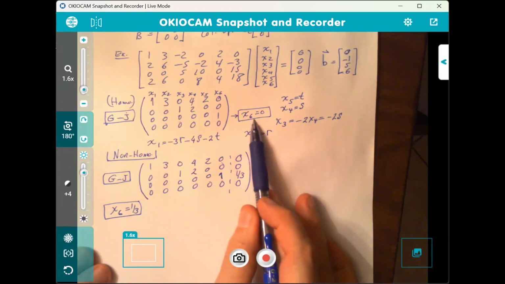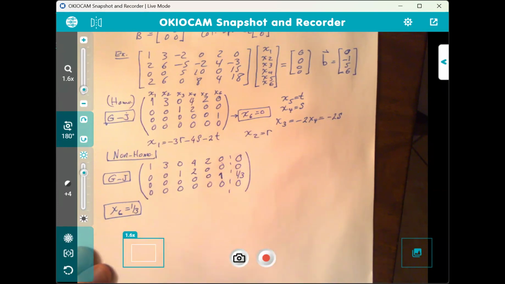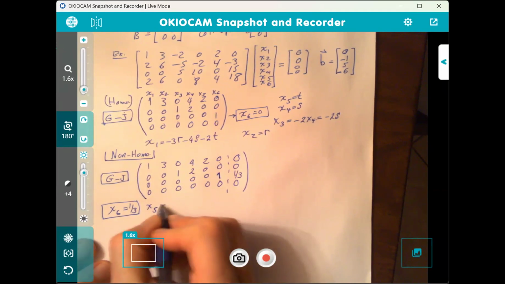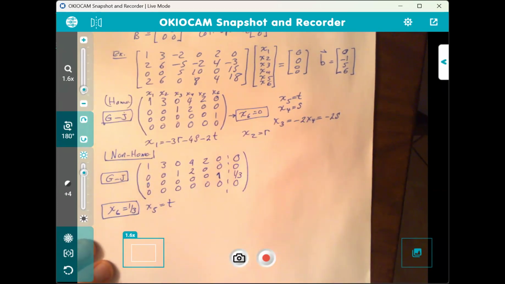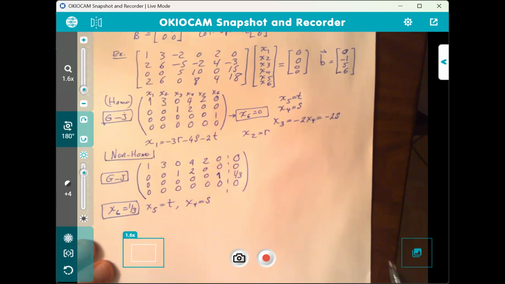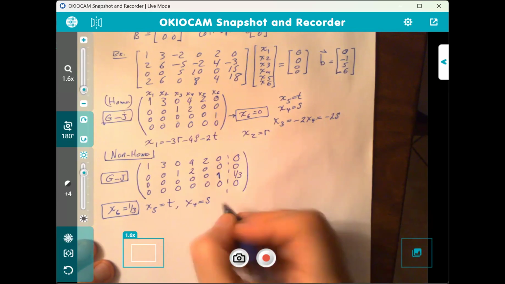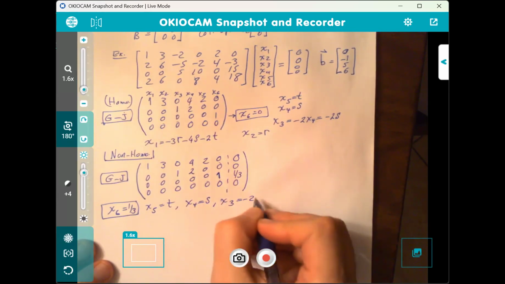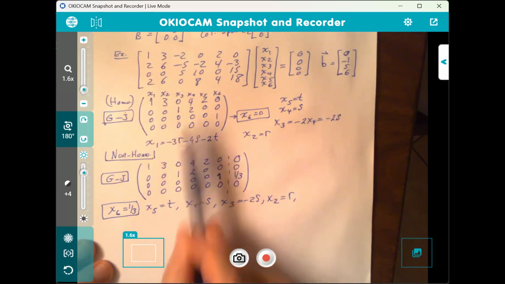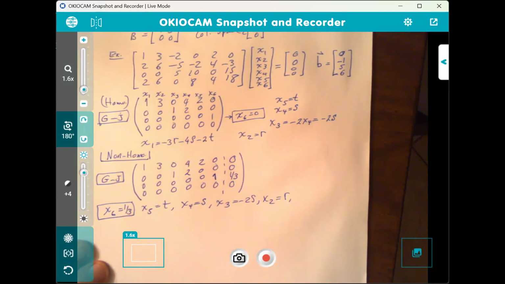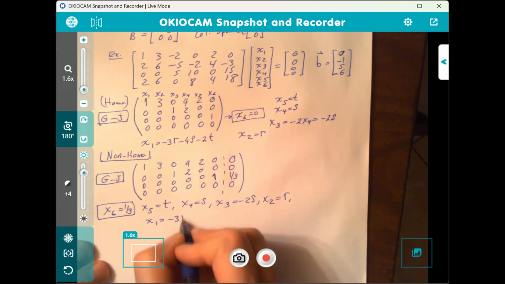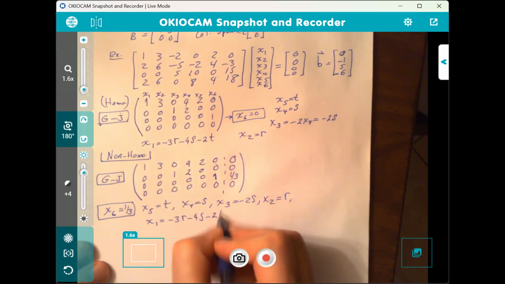Remember, for the homogeneous system, x sub 6 was 0. Now it's 1/3. Now, the rest of it is pretty much like the other one. X sub 5 would be my free variable. X sub 4 would be my other free variable. X sub 3 would be -2s. X sub 2 would be r. It's exactly the same as what we did up here. And x sub 1 is going to be -3r, -4s, minus 2t.